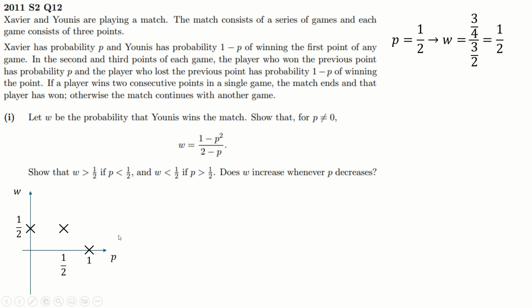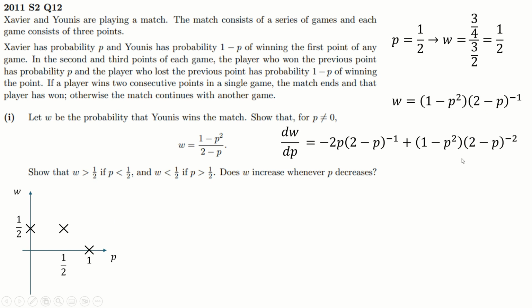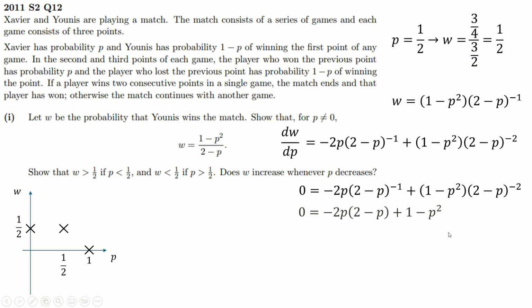And so then I decided to actually get the sketch out, so look for turning points. So I said w is this. I did some product rule because I can never be bothered with quotient. I can't even remember the formula most of the time. I need to set that equal to 0 to find stationary points. Times everything by 2 minus p squared, and you get this.